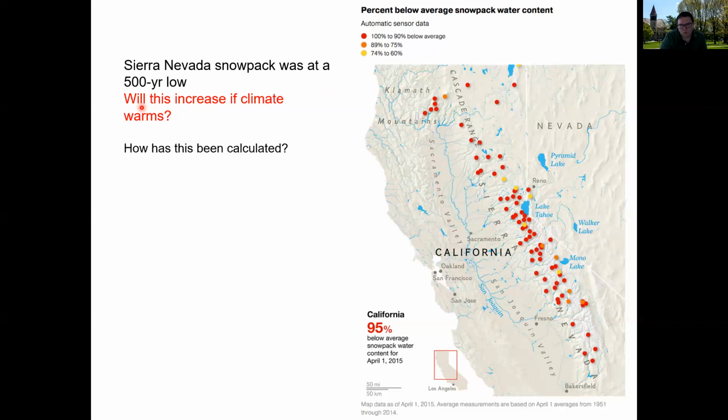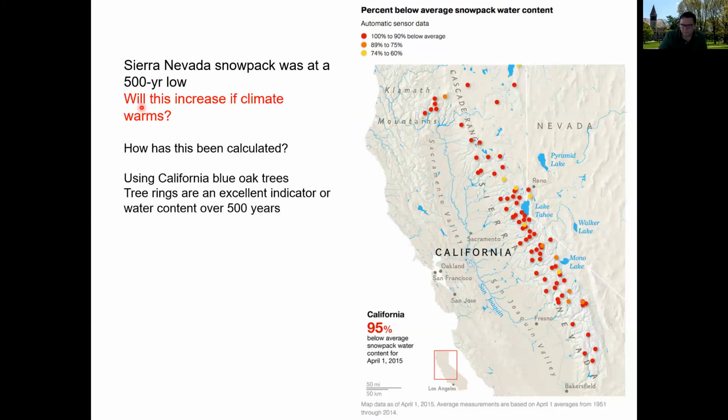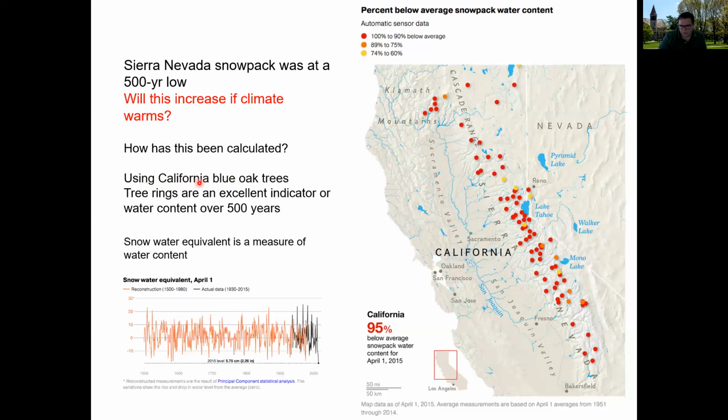So how has the snowpack been calculated? Obviously, people weren't recording the volume of ice 500 years ago in that part of the world, but the way it's done is actually using California blue oak trees, looking at tree rings. The growth of the tree rings provides an indicator of water content, which we tied to snowpack and snow water equivalent, going back sequentially for years, and basically what they've seen is a relatively recent drop off from that trend.